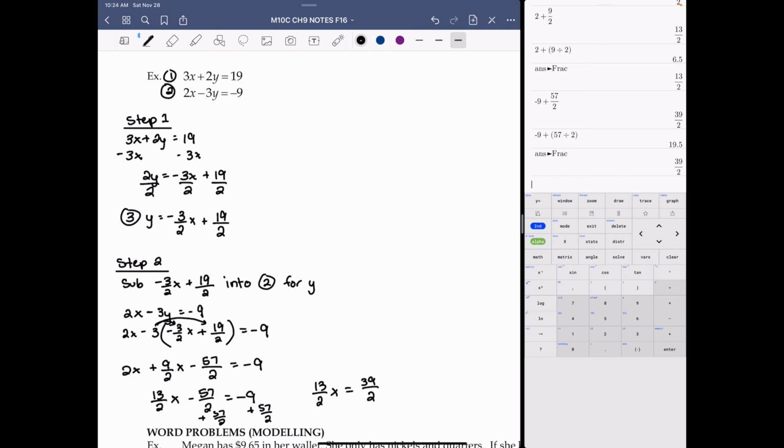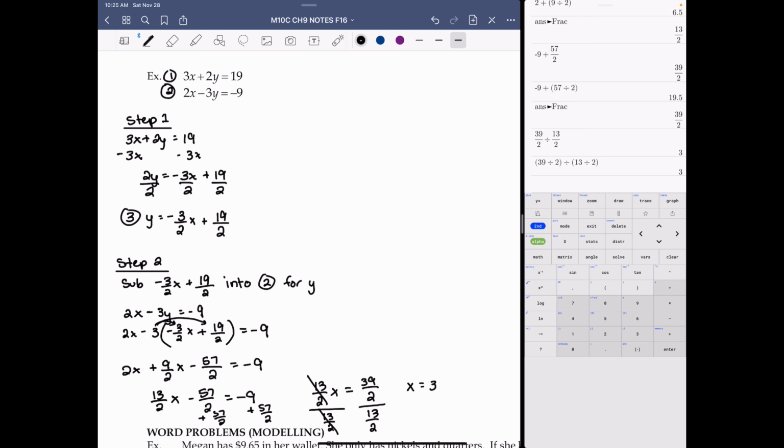And then we have 13 over 2 times x, so we want to divide by that whole fraction. Divide by 13 over 2, divide by 13 over 2. 13 over 2 divides out on the left, we get x equals 39 over 2 divided by 13 over 2. We can just use our calculator: math fraction 39 over 2, move out of the fraction, divide, fraction again, 13 over 2. So 39 over 2 divided by 13 over 2 gives us 3. And again, if you can't enter fractions, just bracket 39 divide 2, close bracket, divide bracket, 13 divide 2, close bracket, and we get 3. So x is 3. That's half of our solution.